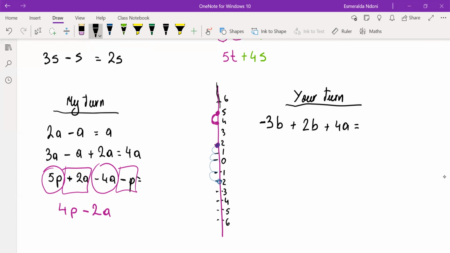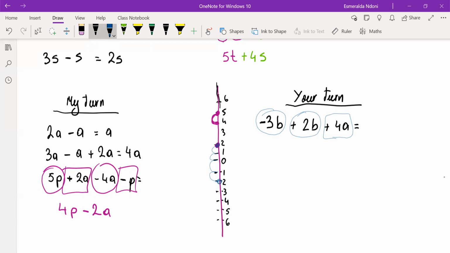Okay, now that you're back, let's hope that you got this. So the way that we're going to do it, this is your starting point. We're going to collect the b's together because we cannot work the question unless we group them. And A, it's all on its own. I have no other letters or numbers with an A behind them. So I have -3b plus 2b.